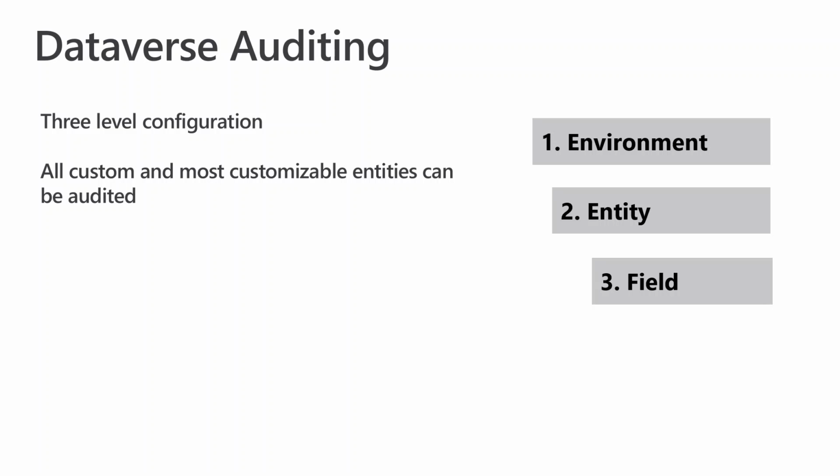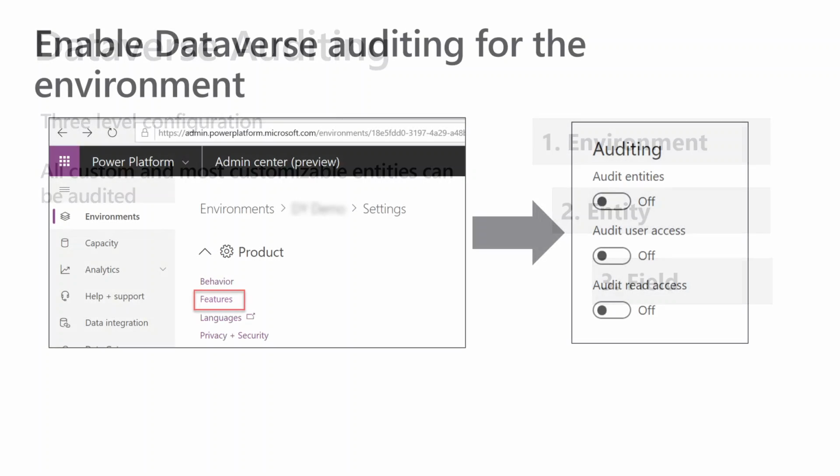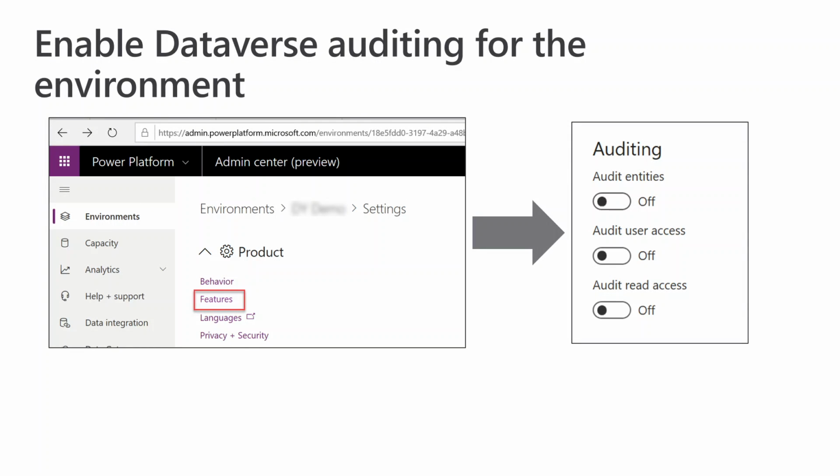For Dataverse auditing, there are three levels of configuration. You need to set it at the environment, the entity, and then the field itself. You can enable or disable auditing at the environment level in the admin portal for entities and attributes, entities and fields, also known as tables and columns now in Dataverse. Then you set a property value of that entity or the attribute metadata to say that this is audited. So this is where you enable it in the environment.